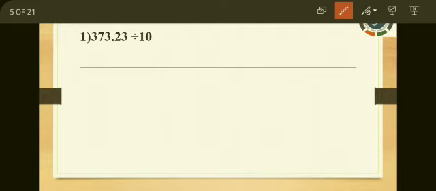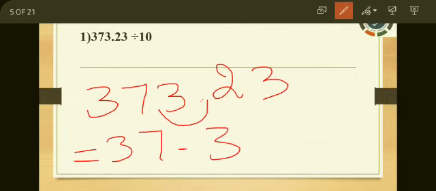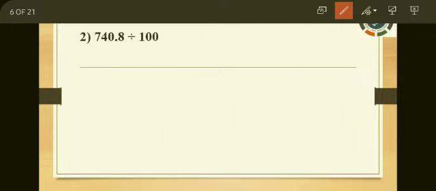Let us see another example. 373.23 divided by 10. On dividing a decimal by 10, the decimal point is shifted to the left by one place. So the point is shifted to the left side. 373.23, the decimal point is shifted to the left. Therefore, the answer is 37.323.